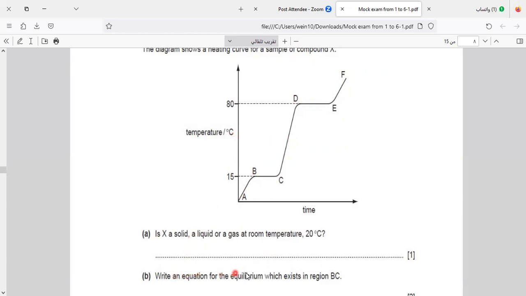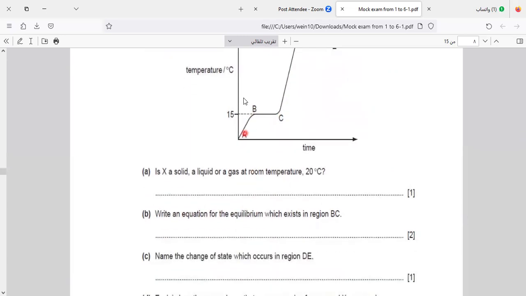Write an equation for the equilibrium in BC. In region BC, we have solid and liquid. So you must say the substance X in solid state, and the substance X. Right, X, because the name of the substance is X. He said that in the question. Okay, and make a reversible reaction: arrow to the right, arrow to the left.